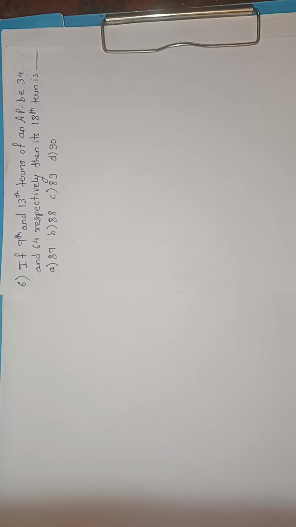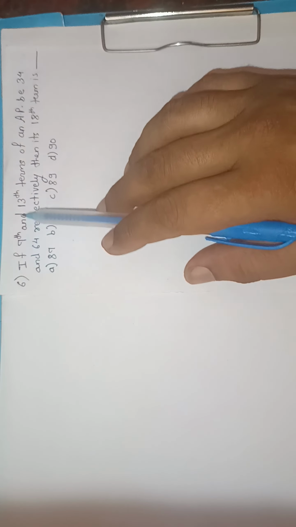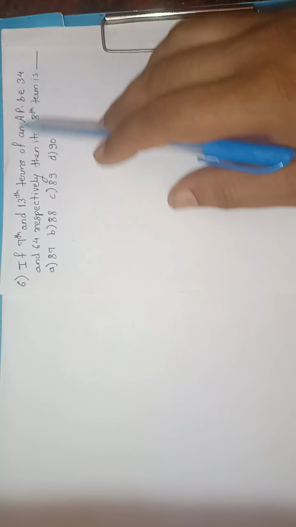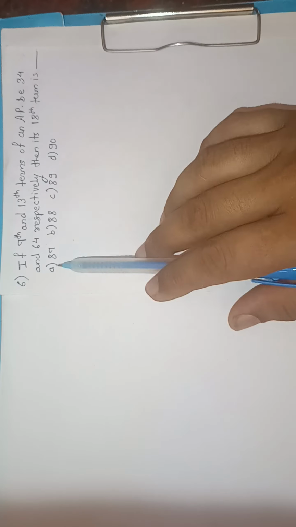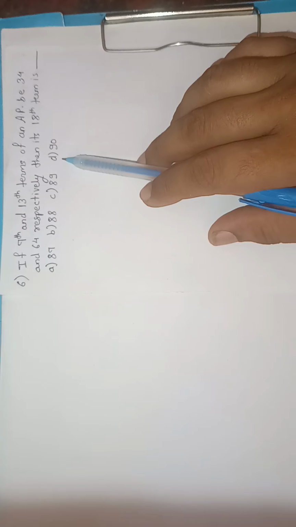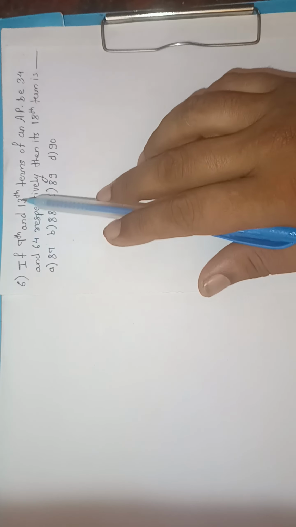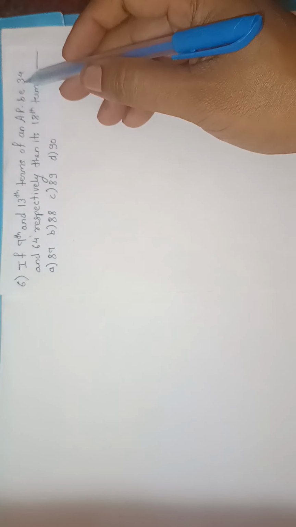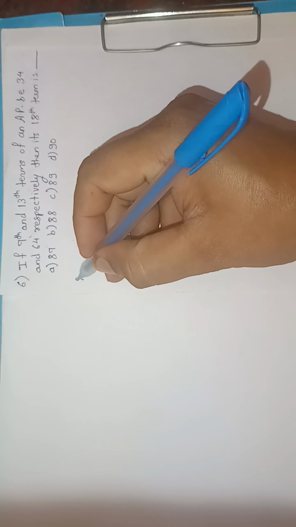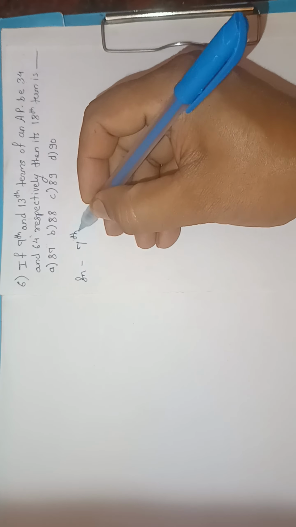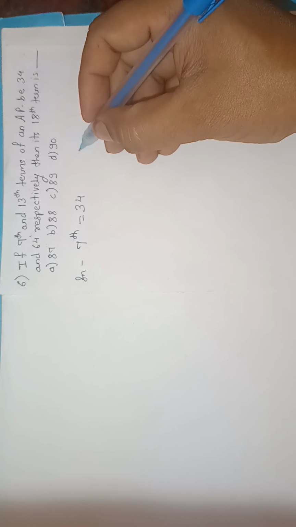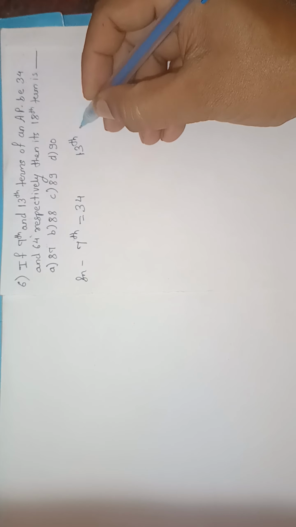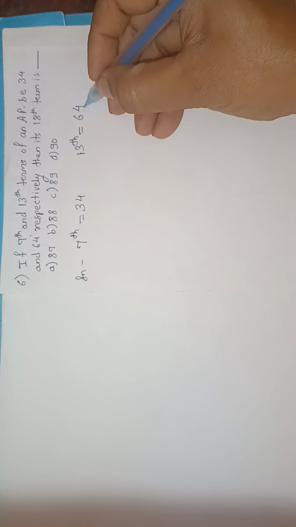Question number 6 from the unit arithmetic progression. Here it is given: if the 7th and 13th terms of an AP are 34 and 64 respectively, then its 18th term is. Okay, so it is an MCQ question, 1 mark for the board exam. So 7th and 13th term: 7th term is 34, 13th term is 64. First write that the 7th term is 34 and the 13th term is 64.